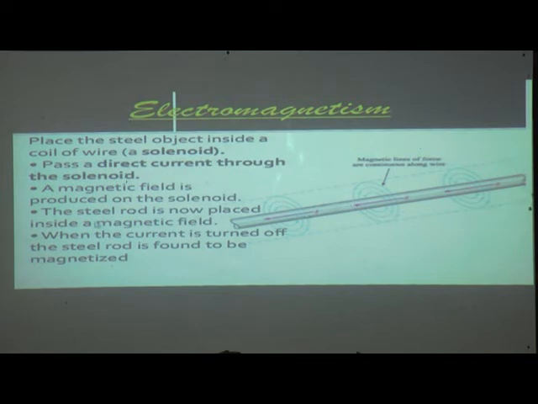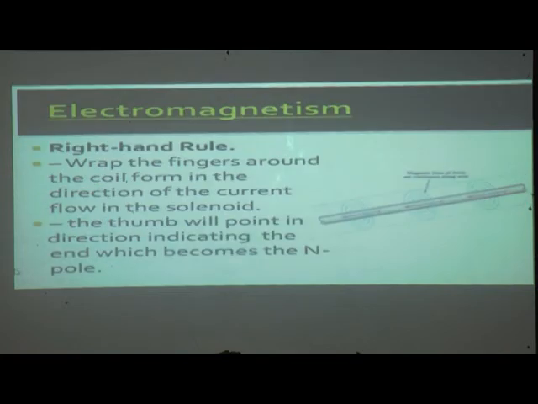So the steel rod is now placed inside a magnetic field. So when the current is turned off, the steel rod is found to be magnetized. So because of this solenoid wire, what will happen? Whatever steel rod we kept inside that wire, it will show that it is magnetized. Now electromagnetism, right hand rule. So wrap the fingers around the coil in the direction of the current flow in the solenoid.